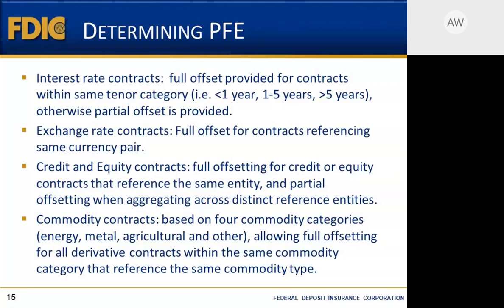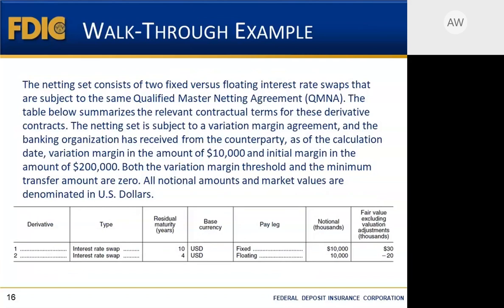Now let's go to the example and try to put this all together in a simple case that we can walk through step by step. So we have a netting set that consists of 2 fixed versus floating interest rate swaps that are subject to the same qualified master netting agreement. And I assume that the audience is familiar with the concept of the qualified master netting agreement for the purpose of their ISDA agreements and other purposes.